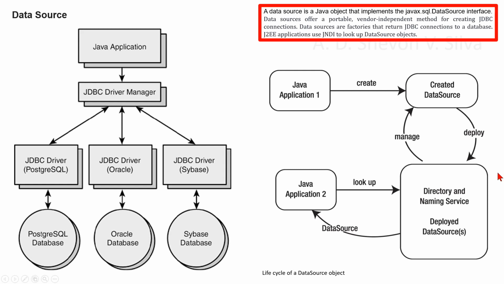JNDI is an API for accessing different kinds of naming and directory services. JNDI is not specific to a particular naming or directory service. It can be used to access many different kinds of systems, including file systems, Common Object Request Broker Architecture, CORBA, Java Remote Method Invocation, RMI, and Enterprise JavaBeans, EJB, as well as directory services such as Lightweight Directory Access Protocol, LDAP, and Network Information Service, NIS. Although you can use JDBC to access a set of relational databases, you can use JNDI to access a set of naming and directory services.